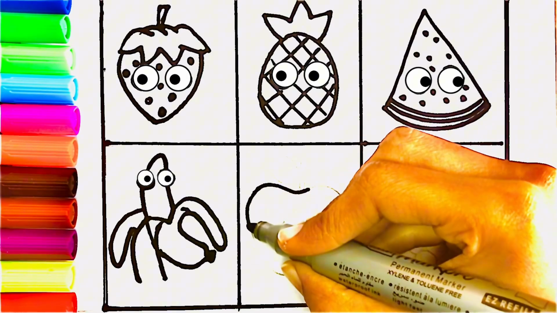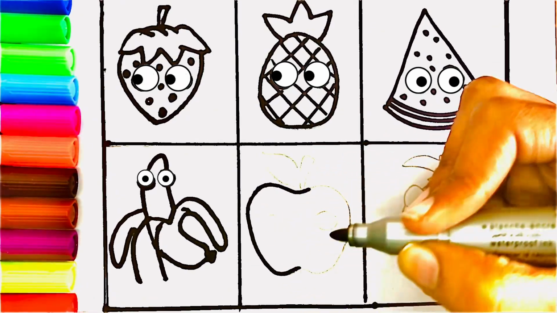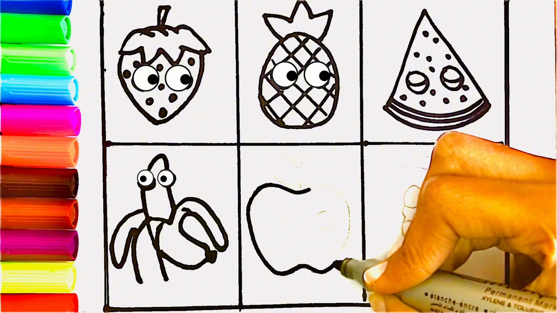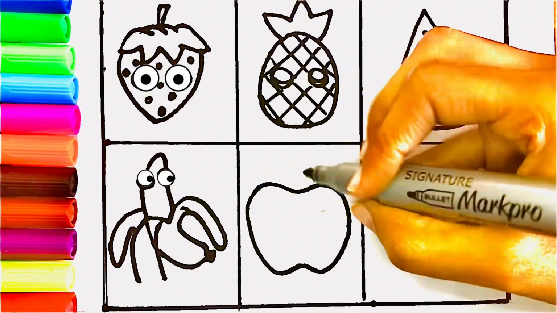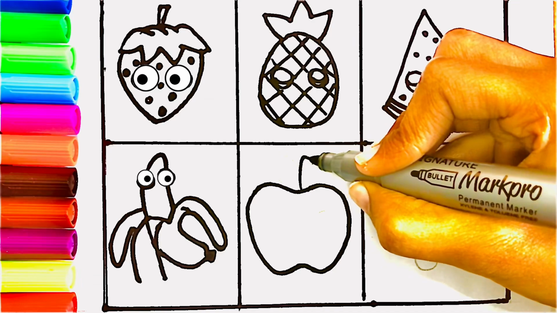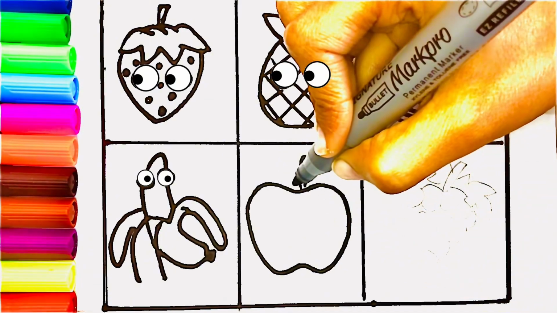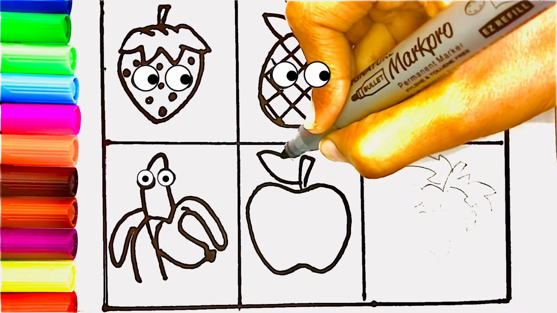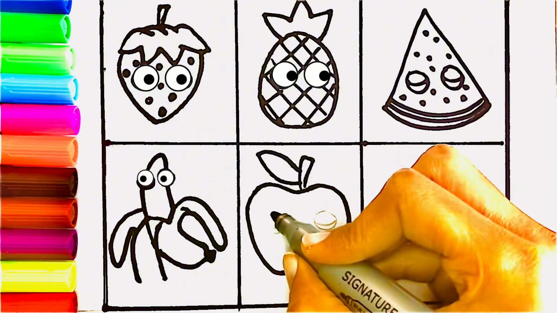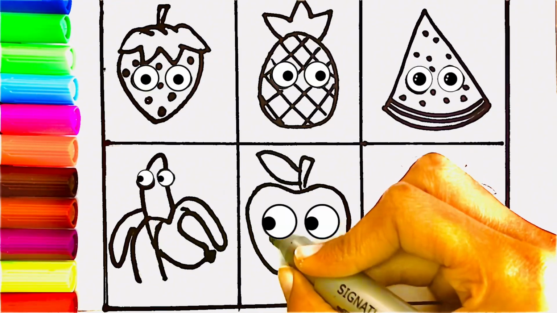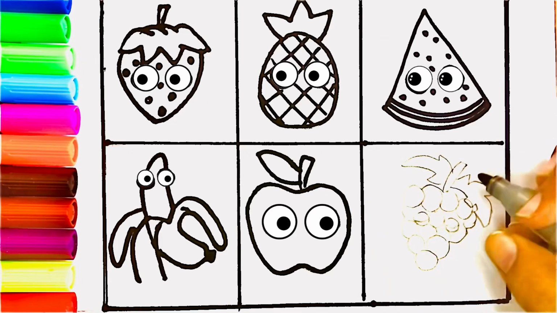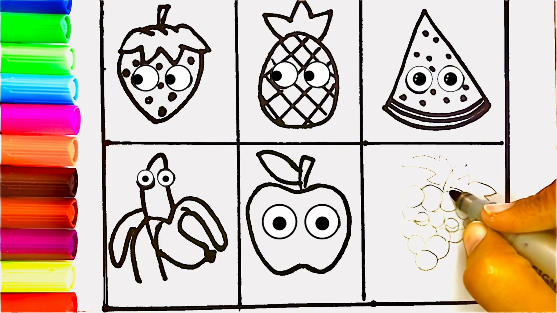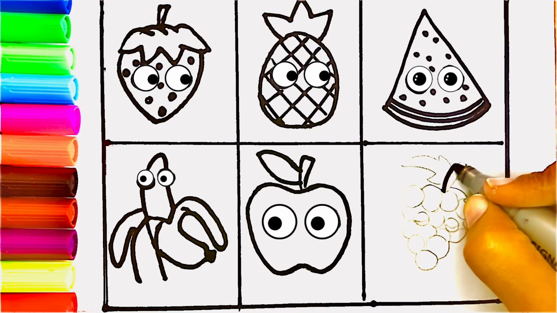Then in number 5, I draw an apple. Which is your favorite fruit? And then draw the leaf. Tell me in the comment box. And then draw eyes. All fruits are animated.